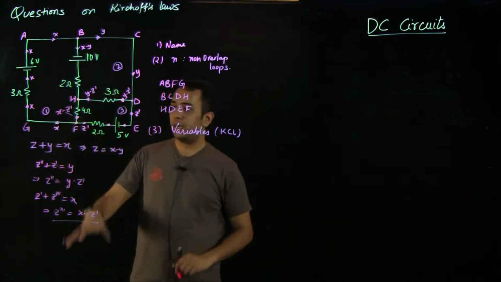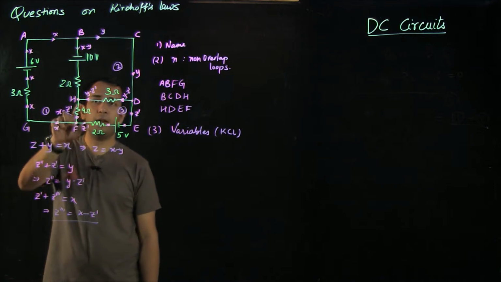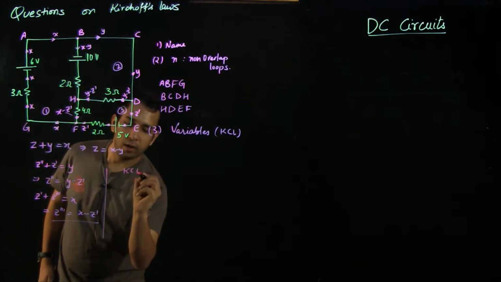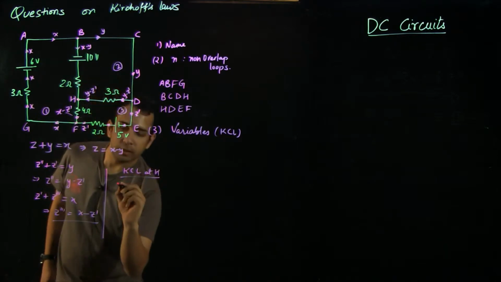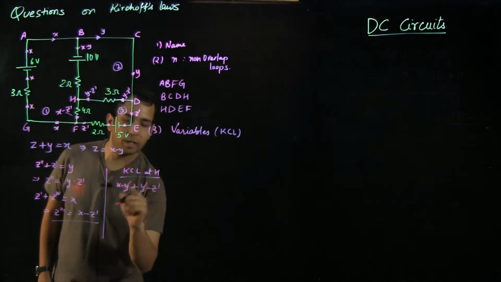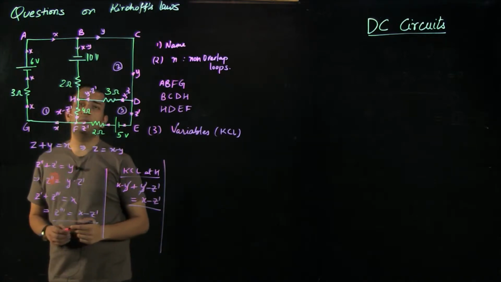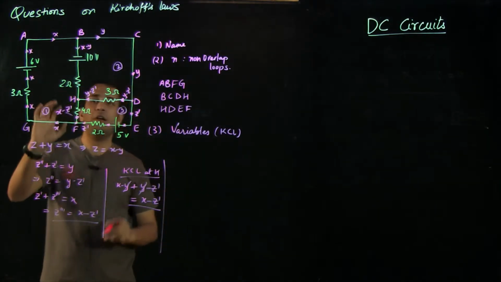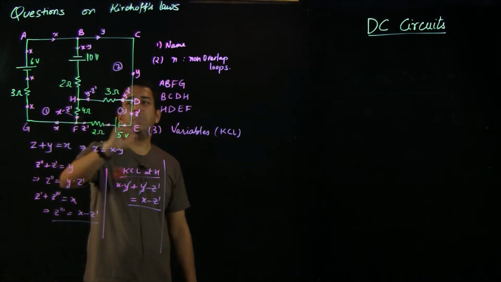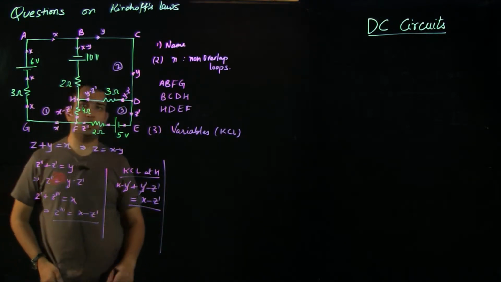While using KCL and identifying the variables, we have not used the junction at H. So let us check by doing KCL at junction H whether the variables we have identified are in correct order. KCL at H: the incoming current is X minus Y plus Y minus Z dash. This gives X minus Z dash, and it is the same as the outgoing current, which is X minus Z dash. It is always good to check at the last junction to confirm that the variables we have identified are correct. If we have made a mistake at any point in any sign convention, it will be reflected, and we'll know that something is not right if these answers do not match each other.